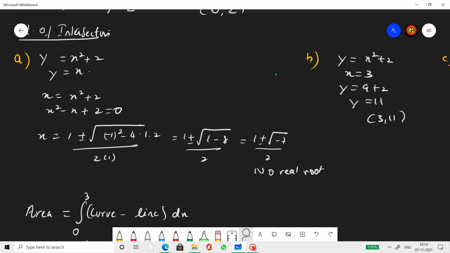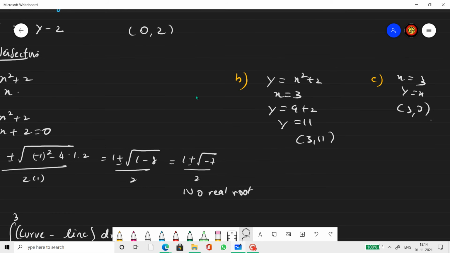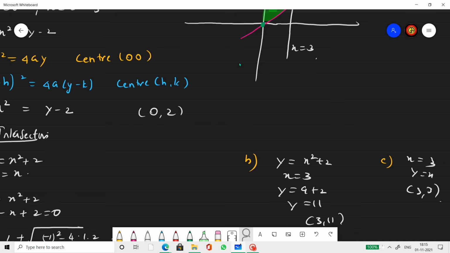Next, let's see whether the curve and the other line, x equal to 3, meet or not. So when x is 3, y is 11 because you substitute 3 in the place of x. So 3 square is 9, so y is 11. So the curve y is equal to x square plus 2 and the line x equal to 3 meet at 3, comma 11 here. Then x equal to 3 with y equal to x, naturally it meets at 3, comma 3. So we need to put this in the diagram now.